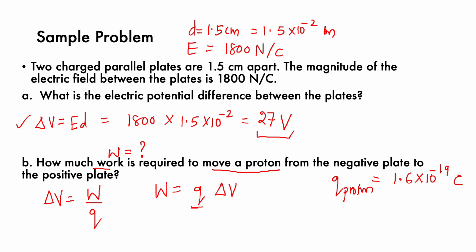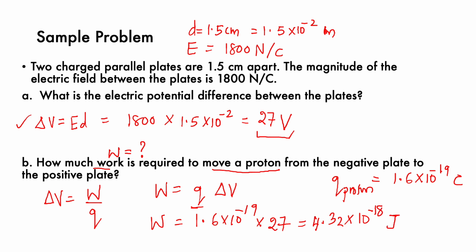You can see that it's not given in the problem. It's a universal constant. We need to know it, or it will be provided in the exam. So 1.6 times 10 to the power negative 19 multiplied by 27. Again, we can use our calculator, and that comes out as 4.32 times 10 to the power of negative 18. And because we are calculating work done, the unit will be joules. So that's how we can complete this sample problem.